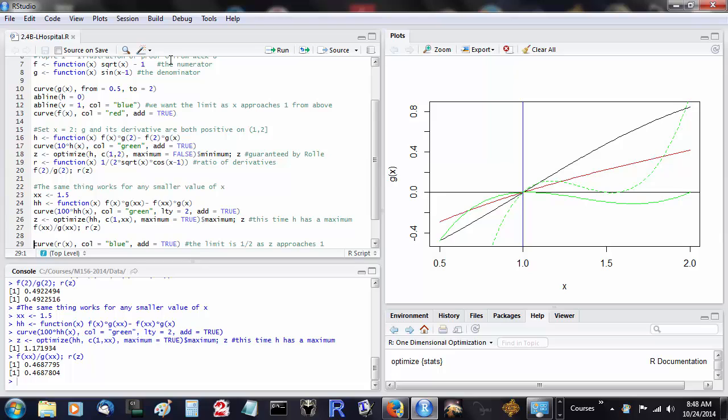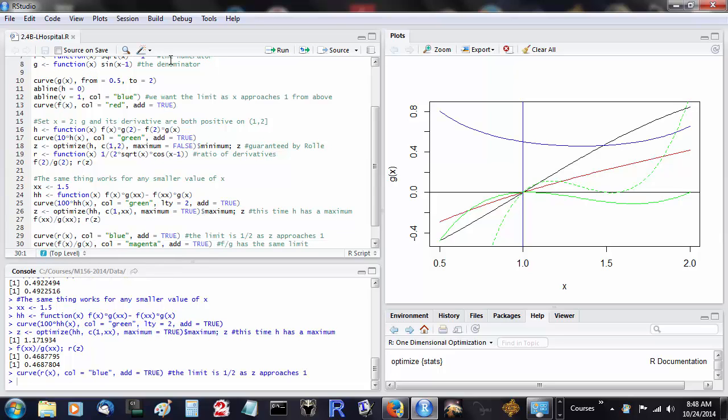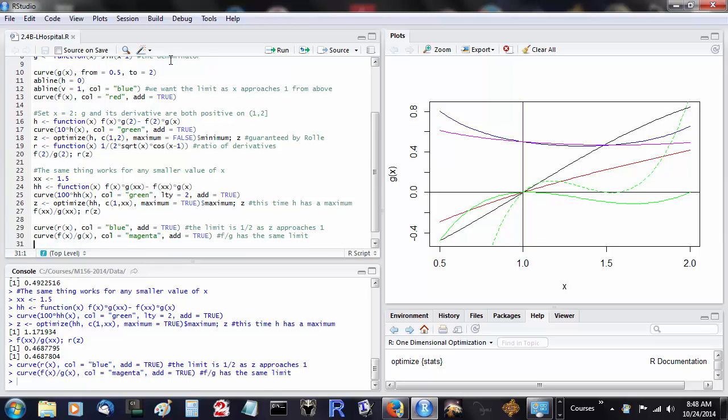We can look a bit more generally at what's going on. Here is a graph of the ratio of the derivatives. I've just plotted that in blue. Here, for comparison, is the ratio f over g, plotted in magenta. It's a slightly different function, but the key point is both those functions have exactly the same limit as x approaches 1, and that's what L'Hopital's rule is all about.